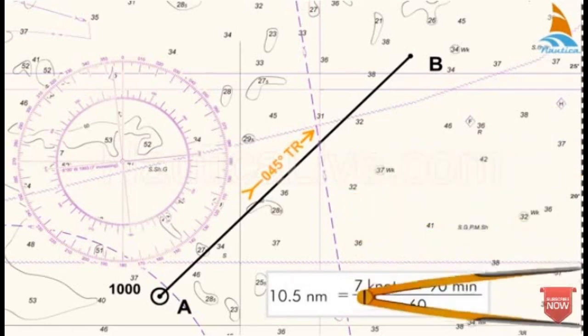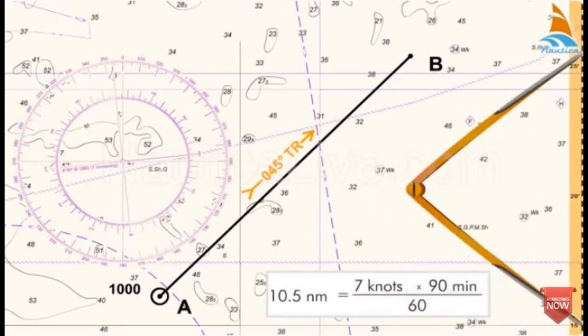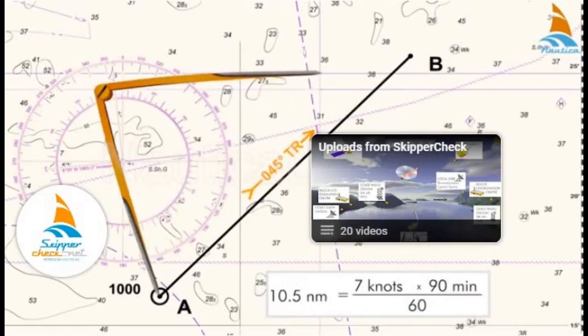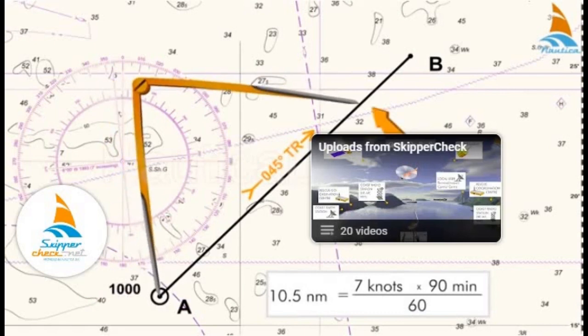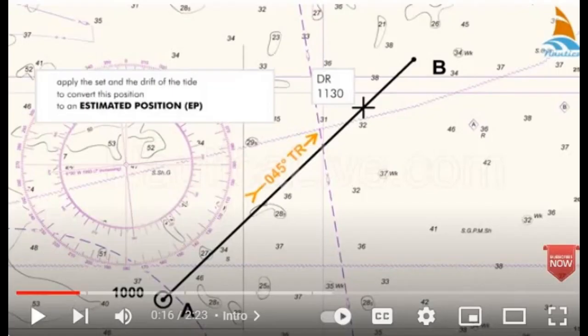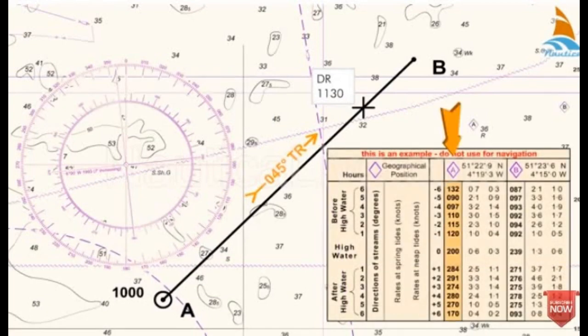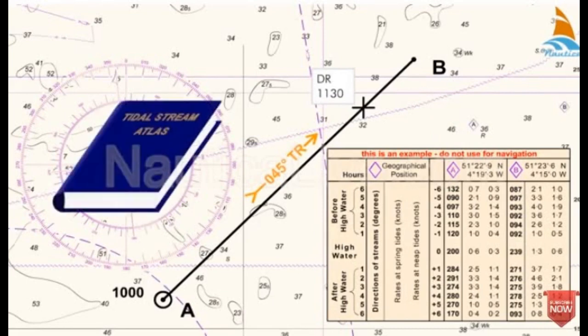Using the dividers, we span a distance of 10.5 miles on the latitude scale, which is closest to the course line and which runs along the sides of the chart. To work out the set, direction, and the drift, speed, of the tide, we refer to the tidal diamonds on the nautical chart or to the tidal stream atlas.